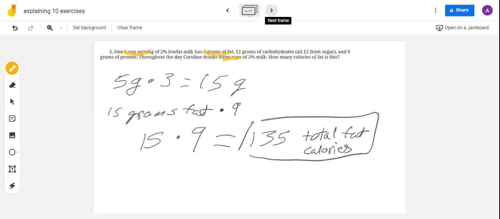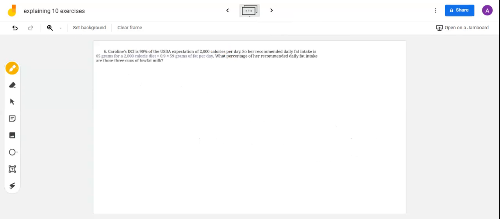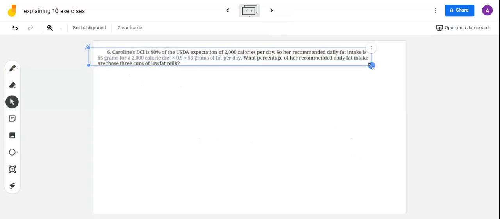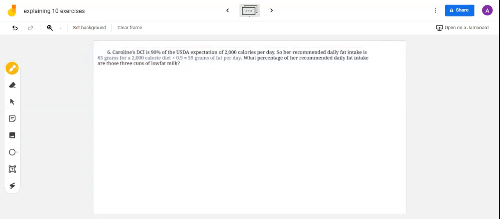All right. Now this is where I found it to be a little more tricky. Here, let me take this and enlarge it just a bit for you, and to make it easier for me to actually read. So let's see. Number 6.